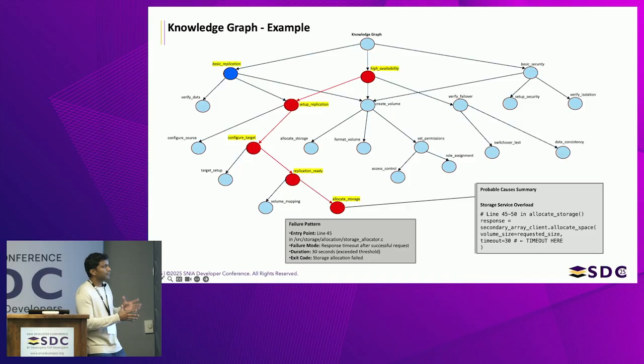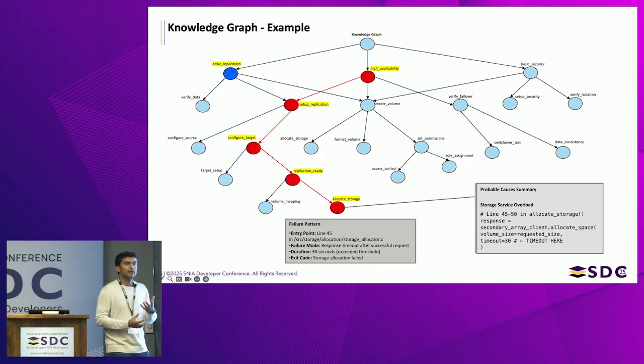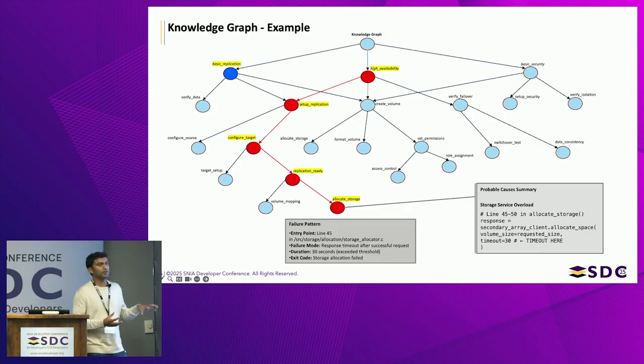Going forward, we wanted to see, you know the failure pattern, you know the probable cause, can I optimize the context further instead of feeding the summary of the test case and the code path, and also try to see if we can get the probable fix for this problem. That is where we are heading to.